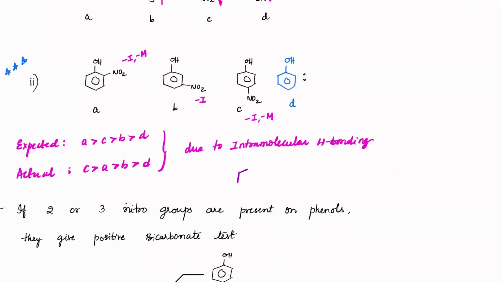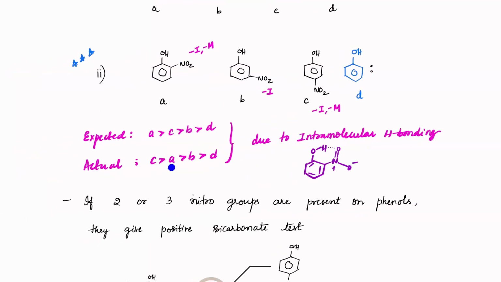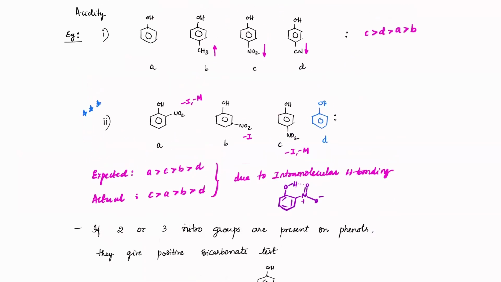See from here. If you have O and H here and N double bond O, this is the hydrogen bonding which is happening. Because of this hydrogen bonding, it becomes difficult to remove this H plus. That's the reason why orthonitrophenol has a decreased acidic character as compared to the para position. So these two are important exceptions that you need to follow. So first C, then A, then B, then D.